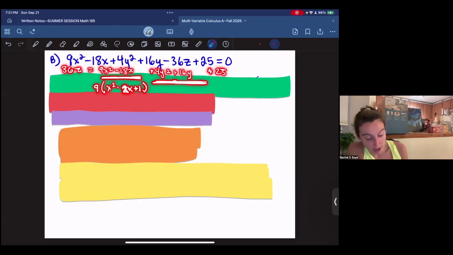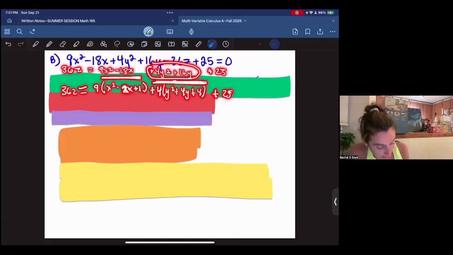Okay. And then for our other situation, let's factor out a 4. And we're left with y squared plus 4y. Divide 4 by 2, square it, and you get a plus 4. And that finishes up that part. Okay, and this is all equal to 36z.